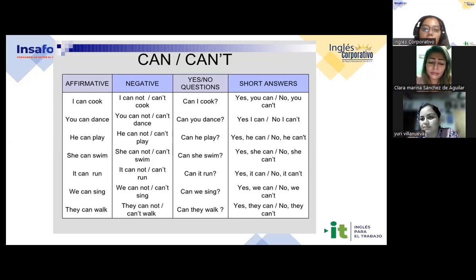Vamos con the second one, la segunda. Can you clean your bedroom? Teacher, creo que no entendí eso. Sería como una habilidad las preguntas que yo hice. No se preocupe. Continúe respondiendo de acuerdo a lo que ella le pregunte. Yes, I can o no, I can't. ¿Ok? Y luego usted le pregunta a ella. Vaya. Yes, I can.